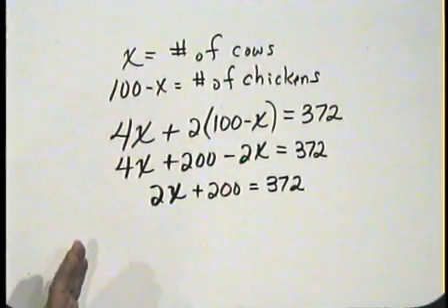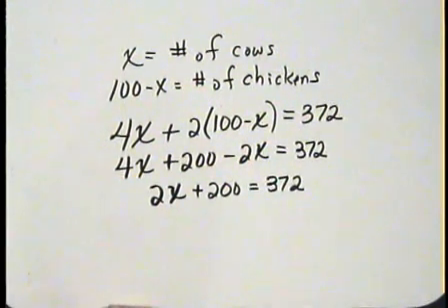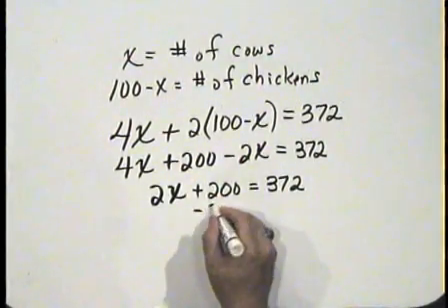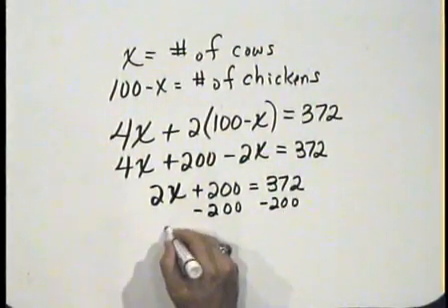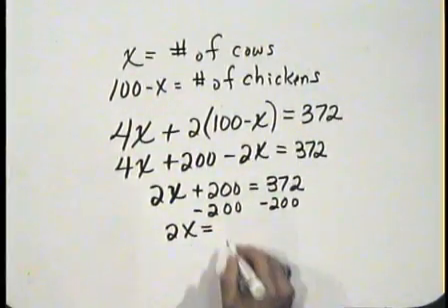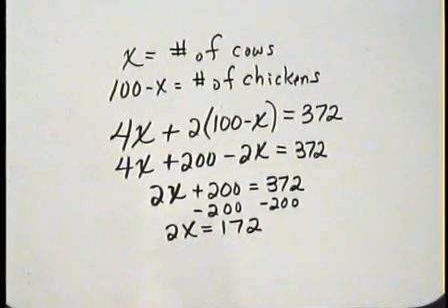Well, now I have an x on one side, but I have numbers on both sides. So I need to isolate the x term. And I'll do that by subtracting 200 from both sides. And I get 2x equals 172. All I have left to do now is to divide both sides by 2. And I'm sure you'll not be surprised to find that 172 divided by 2 is 86, the exact number we obtained in lesson 28 when we did that problem on the cows and the chickens.